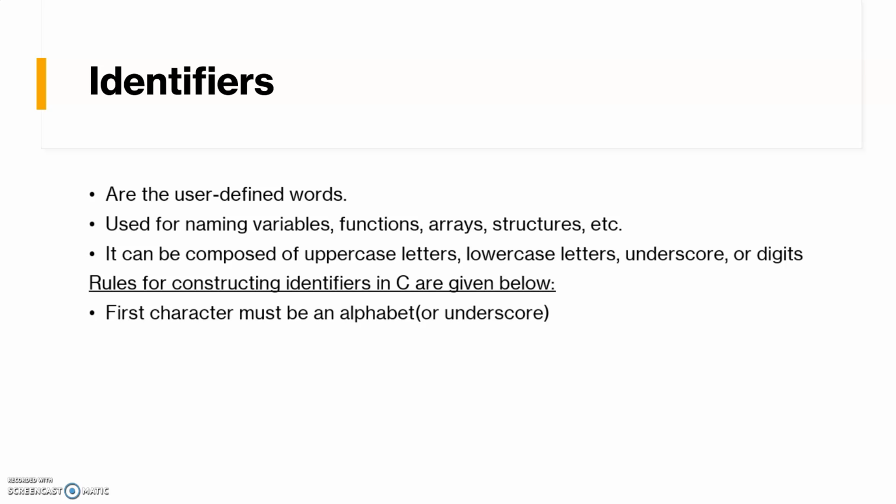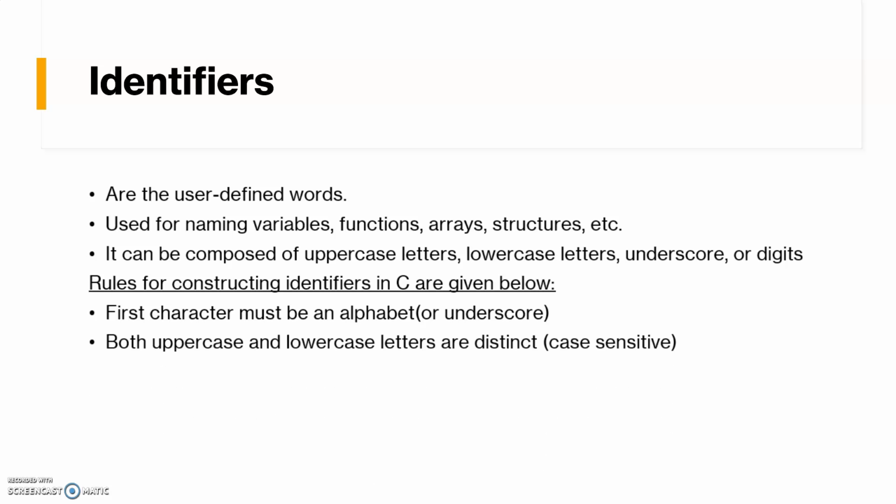Like apple, the first character A is an alphabet, so that can be considered an identifier. Or else you can put an underscore in front of apple, and that can also be considered an identifier. But it should not start with an integer like 1apple. If you write like that, it should not be considered an identifier. Always the first character of an identifier should be an alphabet or an underscore.